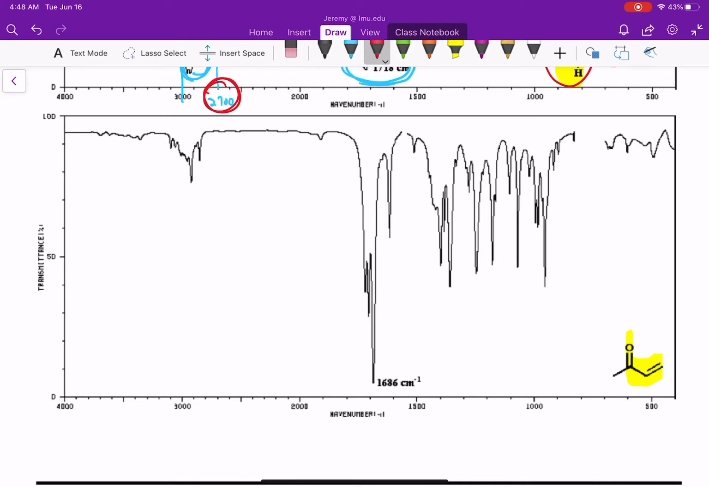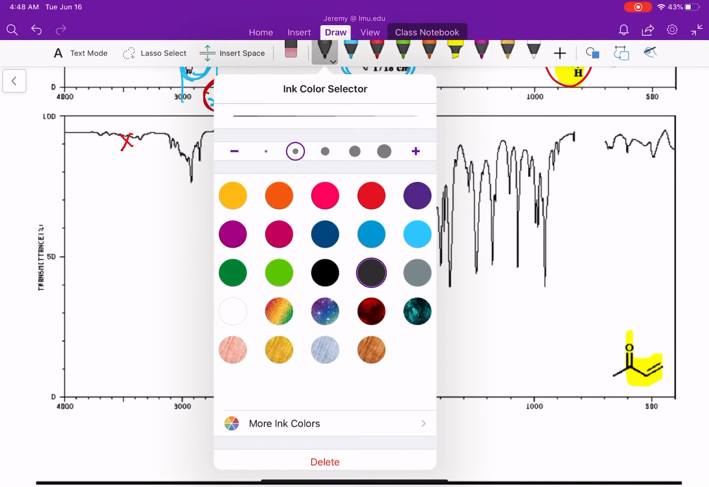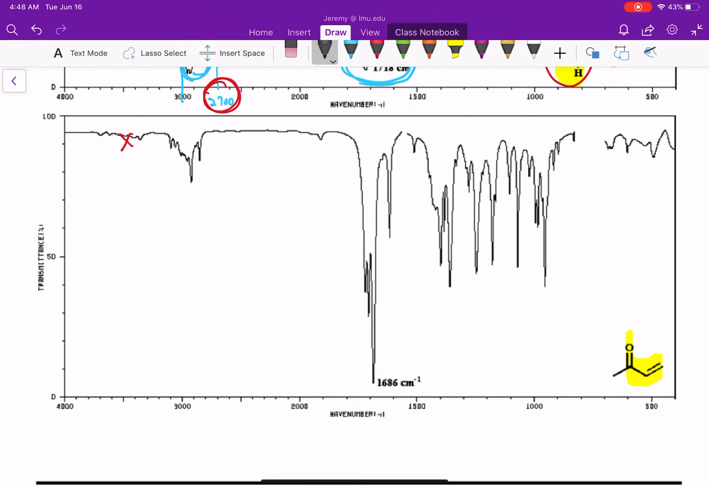We get into zone 1, nothing here. Zone 2, now we do have some peaks, right? So if I draw in my 3000 line here, we can clearly see we have some peaks to the left and the right. They are small, but they are there. So these correspond to our sp2 C-H's between 3000 and 3100, and the sp3 C-H's between 3000 and 2850. Nothing in zone 3.